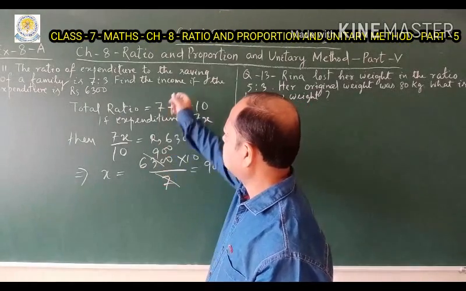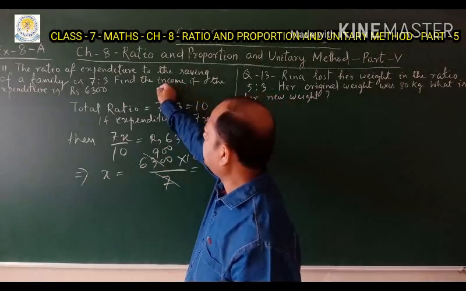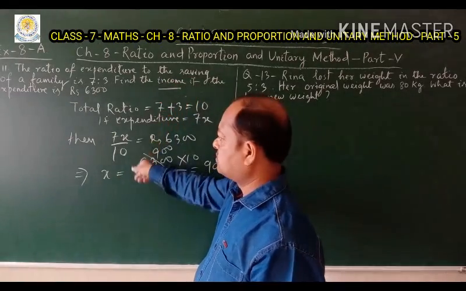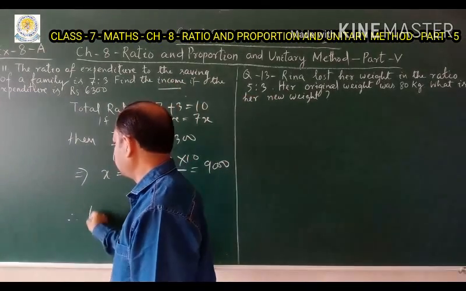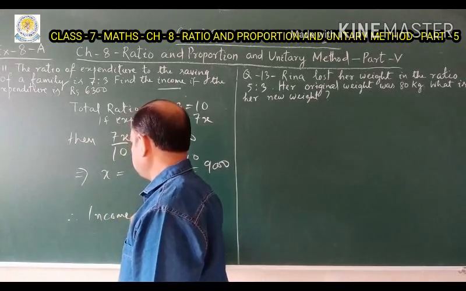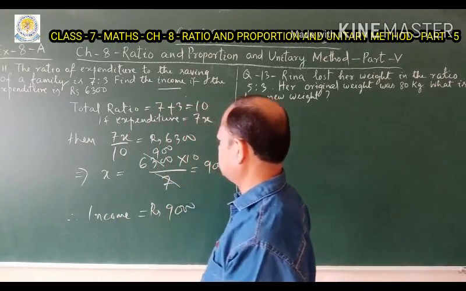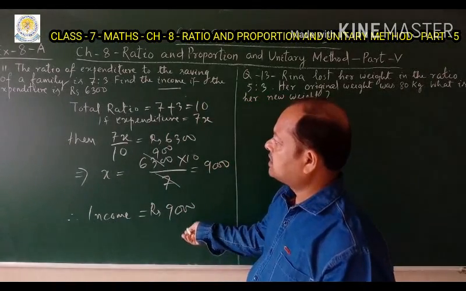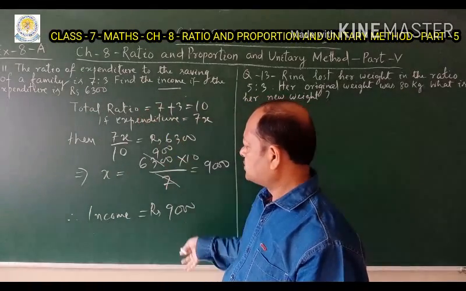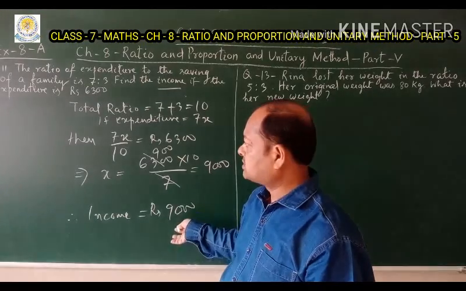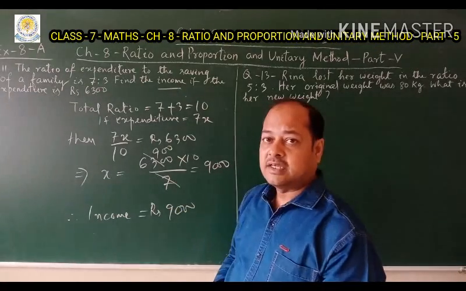What is x? That is the income. Find the income, it asks. So what is income? Therefore income equal to 9,000. So here income is 9,000 and the expenditure is already given. So this is the solution of this question, because the question is asking the income.